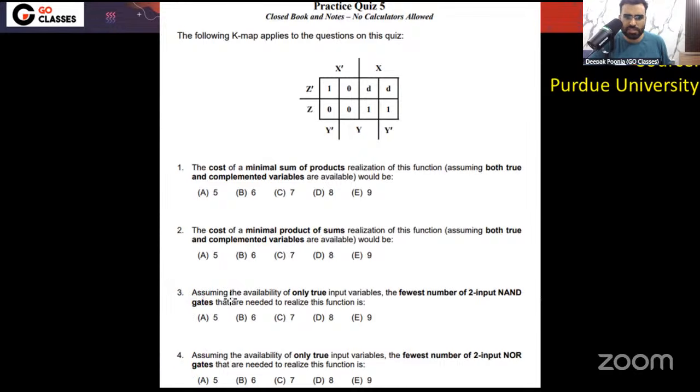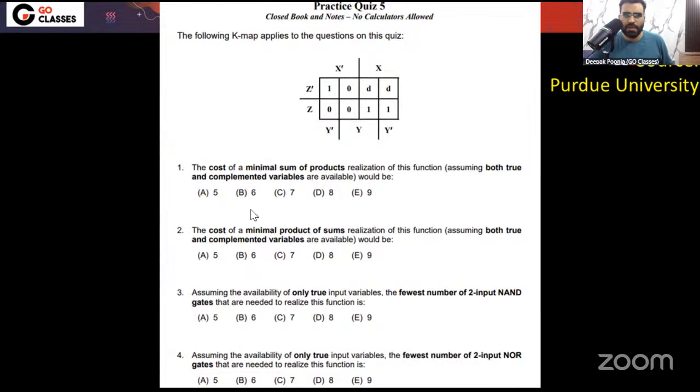Question 3 is asking, assuming the availability of only true input variables, the minimum number of two input NAND gates required to realize this function. And question number 4 is asking the minimum number of two input NOR gates. So questions 1 and 2 are similar, and questions 3 and 4 are similar. So let's solve these questions. First we will discuss questions 1 and 2.